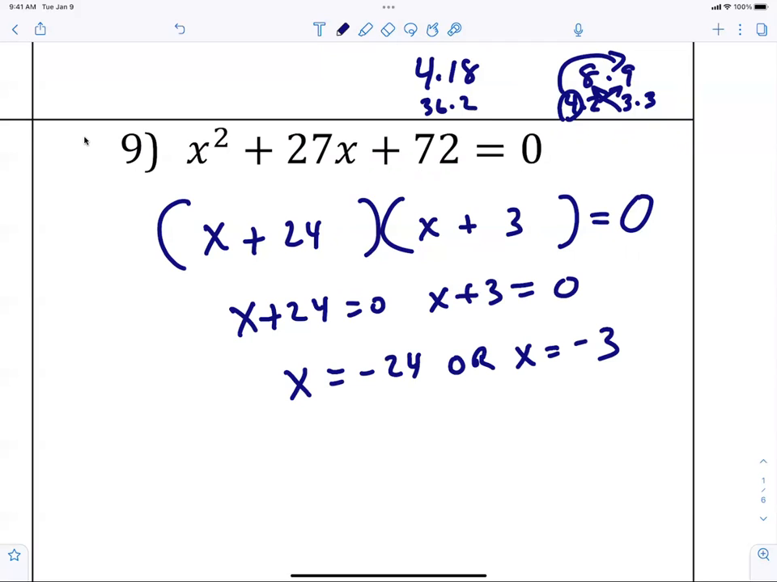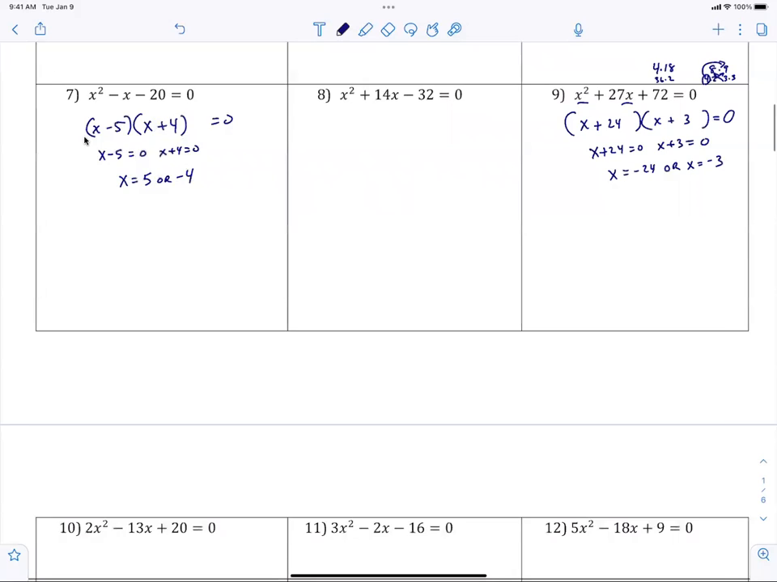And guess what happens if I plug -24 in for x? What am I going to get when I plug -24 in? 0, for those of you who understand. What happens when I plug -3 in? I will get 0. Trust me, it will be there. All right. So now let's knock out 11.